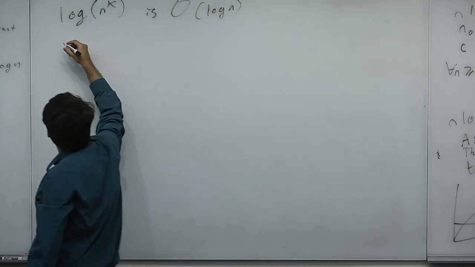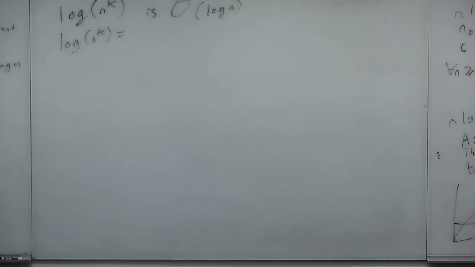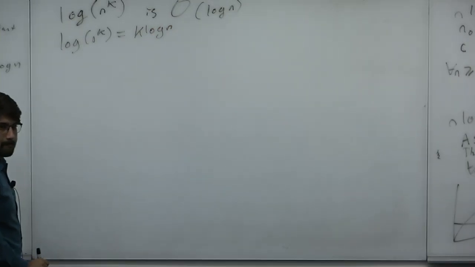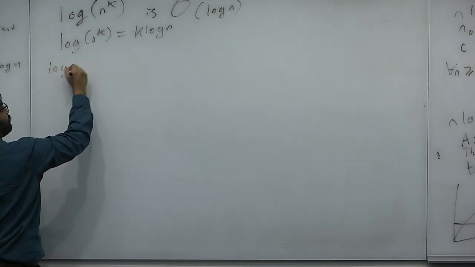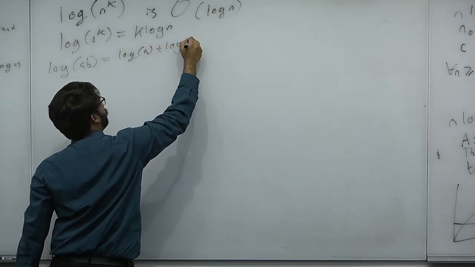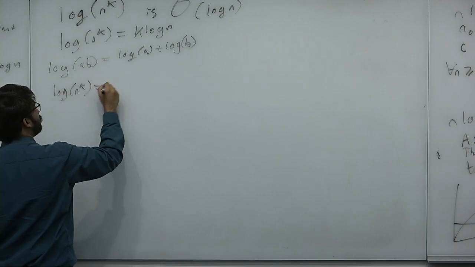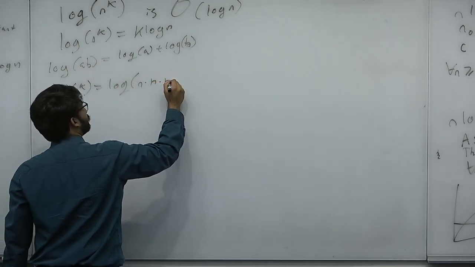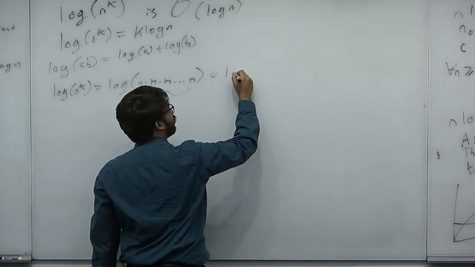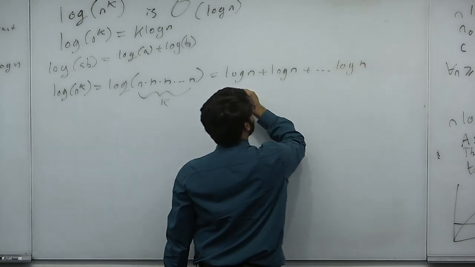Yeah, log rule, same thing. Log of n to the k is equal to k log n. Do you guys know why you bring the k in front? Do you remember why? You have the rule log of AB is equal to log of A plus log of B, right? That's a rule you have. So log of n to the k is equal to log of n times n times n, k times. So this is equal then to log of n plus log of n plus log of n. This occurs k times.